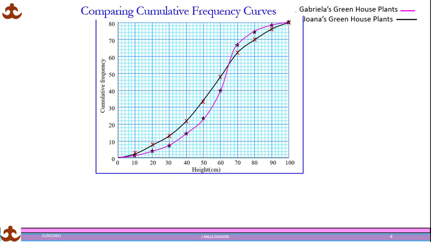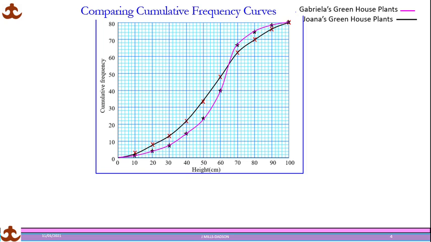We have two cumulative frequency graphs. The pink one is greenhouse plants from Gabriella's greenhouse, and the black one is from Joanna's greenhouse. They both took 80 plants and measured the height, and from the data we have a cumulative frequency, and we are supposed to compare these two plants. We are not using a box plot, but we can still compare.